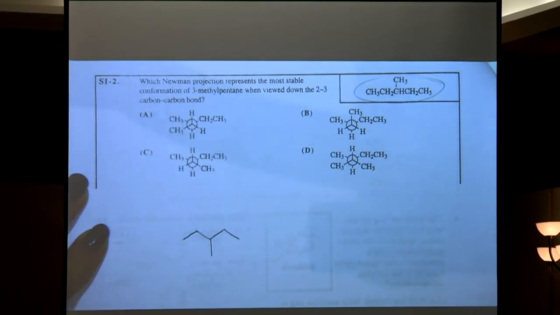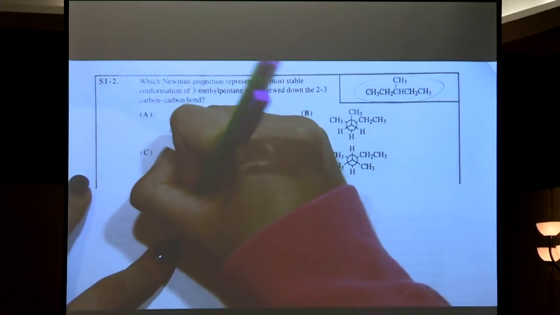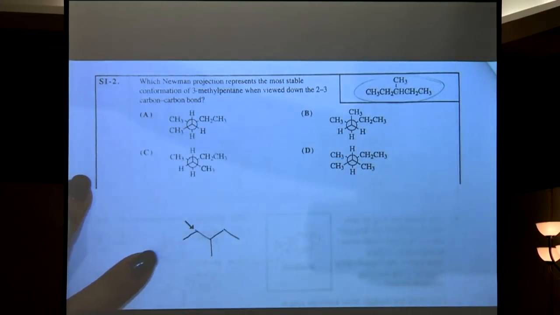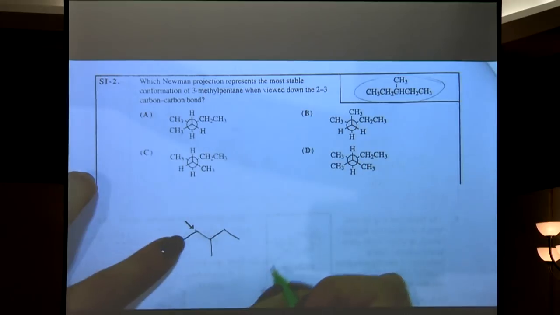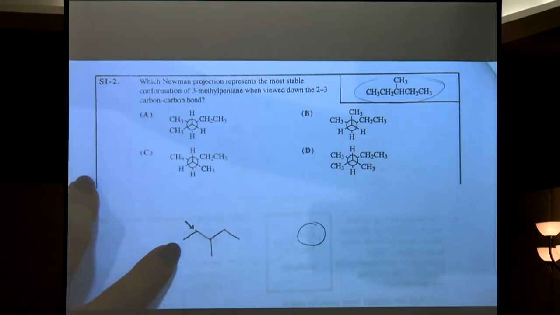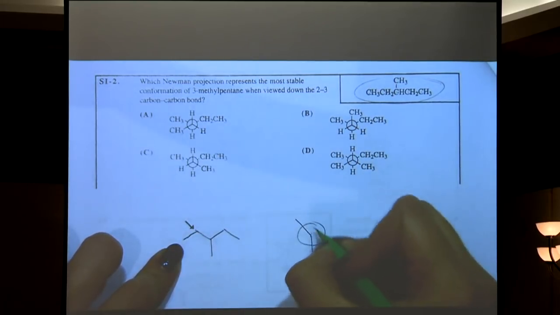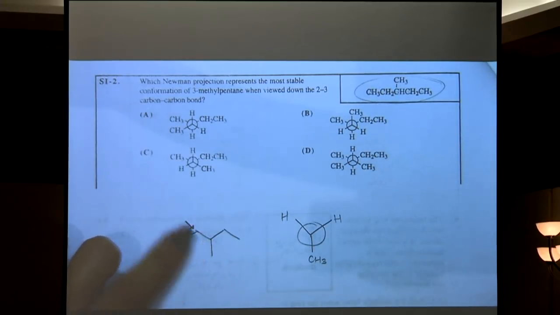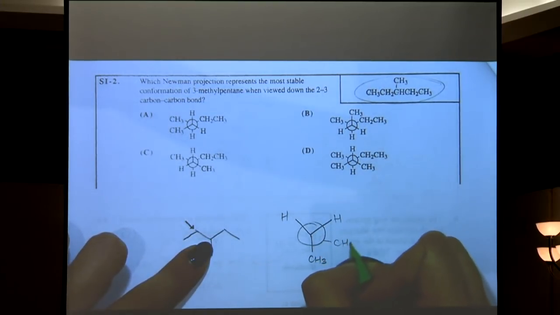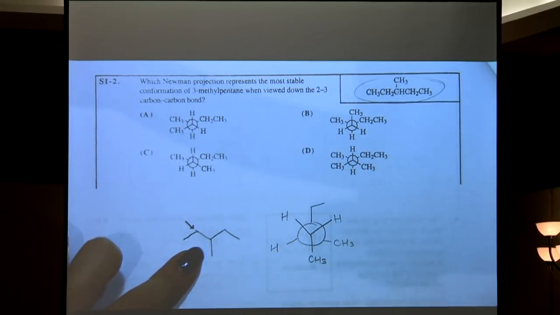And then it has that carbon there. And we're looking down from carbon 2 to 3. So if we look at it this way, make sense? Okay. So if we're looking down that way, our front carbon has CH3 coming down, and then we have 2 hydrogens. And then for this carbon, we have CH3, that F coming out, and then an H.